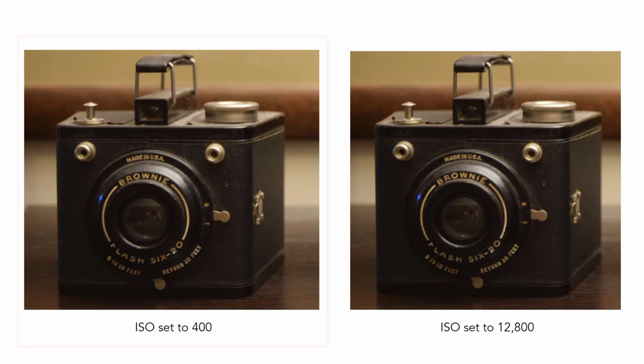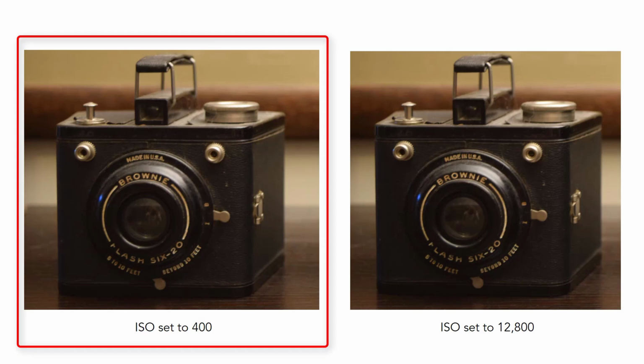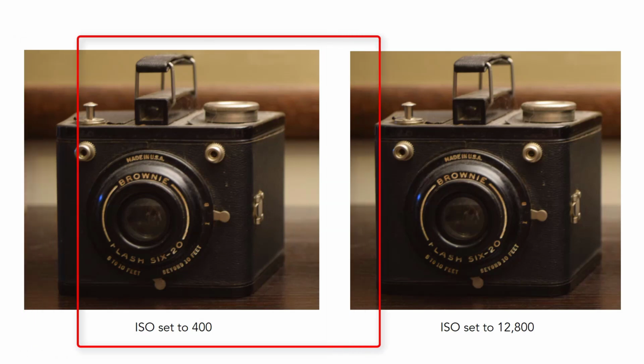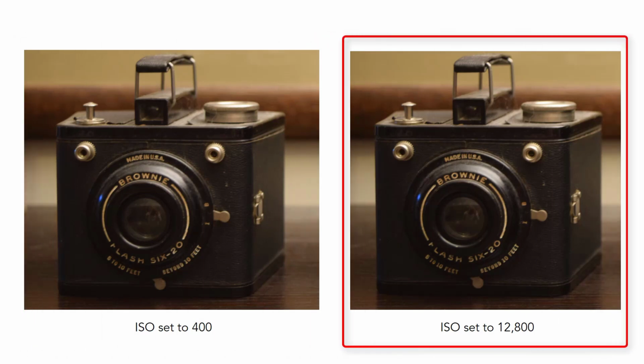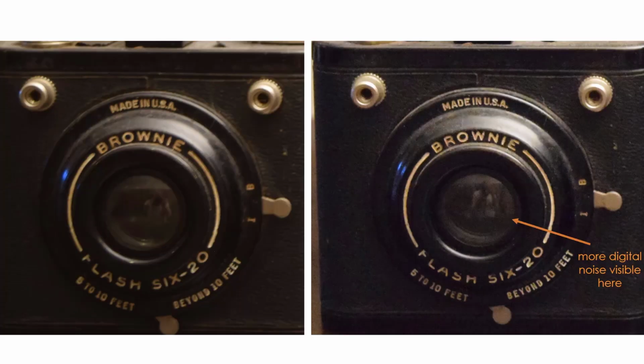In the image on the left, the ISO was set to 400, while the image on the right was shot with an ISO setting of 12,800. They may look pretty similar here. However, when you crop and enlarge the image, you can see much more graininess in the high ISO photo on the right.